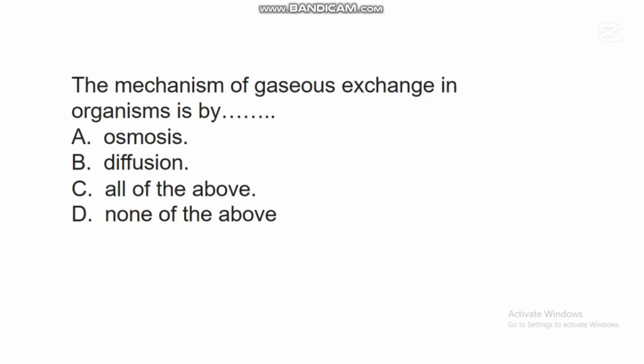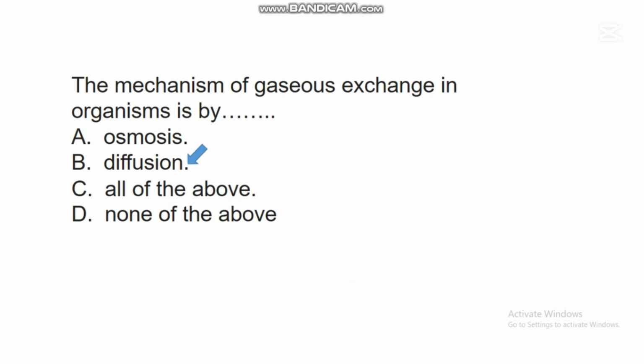The next question says, the mechanism of gaseous exchange in organisms is by dash. A. Osmosis. B. Diffusion. C. All of the above. D. None of the above. In this question, the correct answer is B. Diffusion. So the mechanism of gaseous exchange in organisms is by this process called diffusion. So through diffusion, different living things can exchange gases.